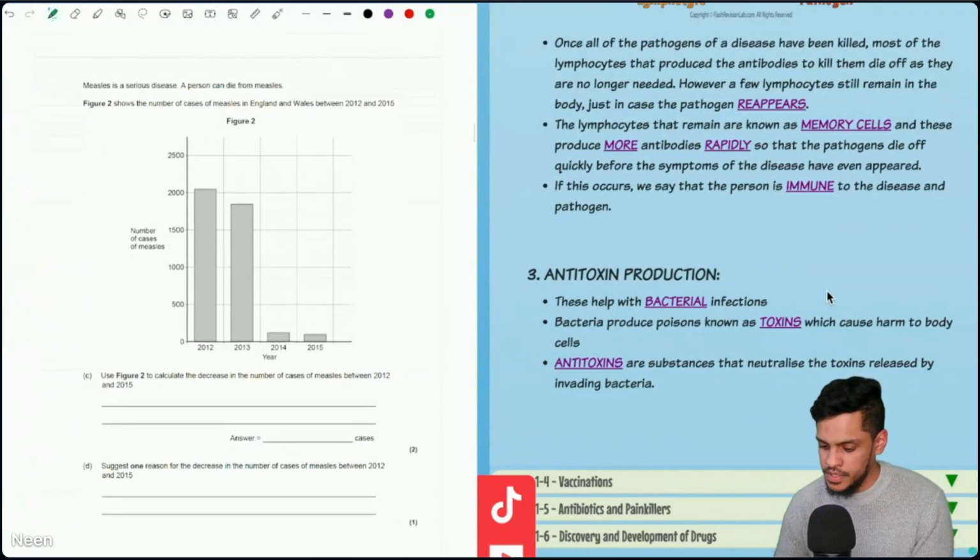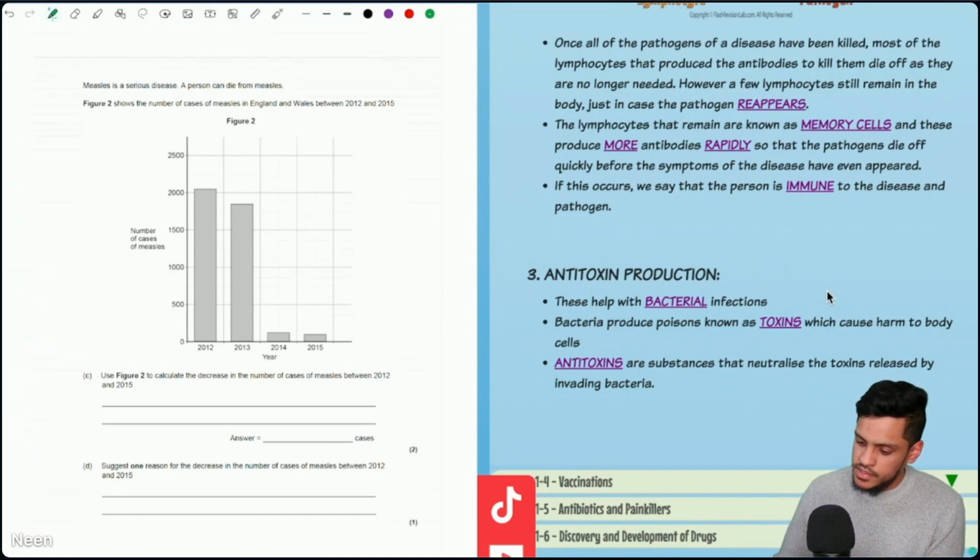So this question is all about measles. A person can die from measles. Figure 2 shows the number of cases of measles in England and Wales between 2012 and 2015. Use figure 2 to calculate the decrease in the number of cases between 2012 and 2015.